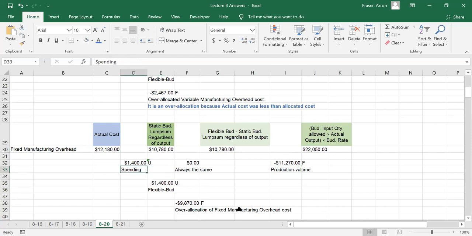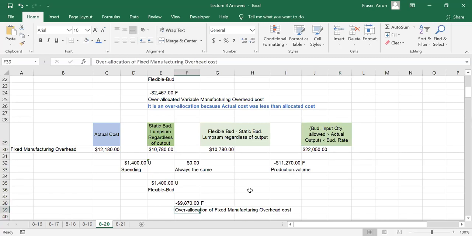If we look at the spending variance for the fixed manufacturing overhead, the actual cost was more than the amount that we had budgeted for. So we'll have an unfavorable variance of $1,400. And if we look at the overall variance, which compares actual costs against what we have allocated, we would have had an actual cost of 12,180 and what we actually allocated of $22,050, which will give us a favorable variance of 9,870.